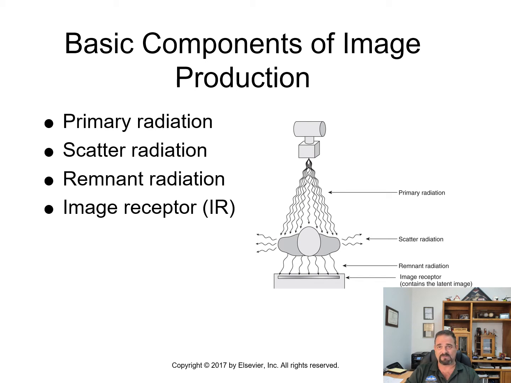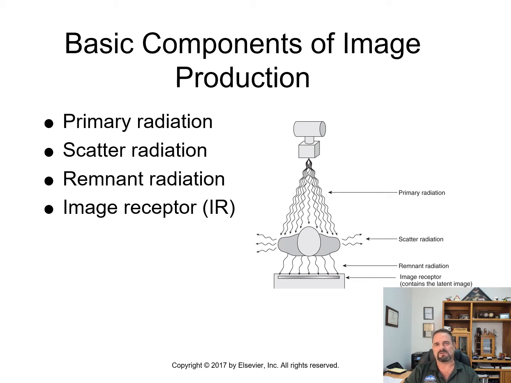All right, folks, let's talk about the primary radiation source. The primary radiation comes from the X-ray tube. The internal structure and the function of the tube are discussed in Chapter 5. The radiation is emitted from the tube in a square fashion called the radiation field.